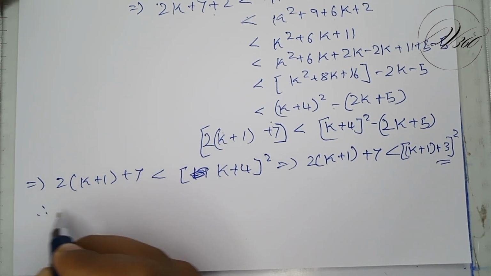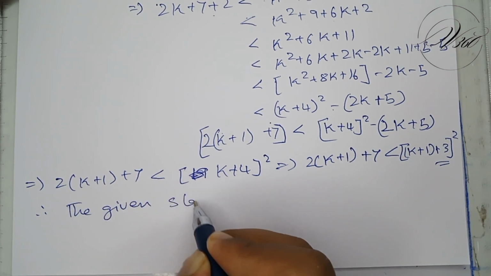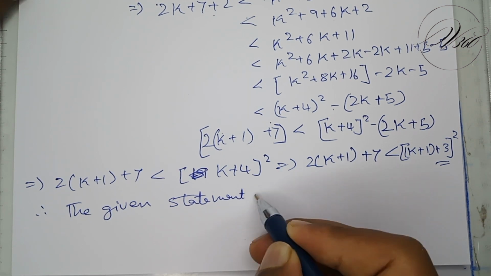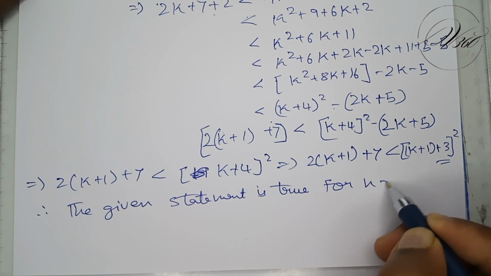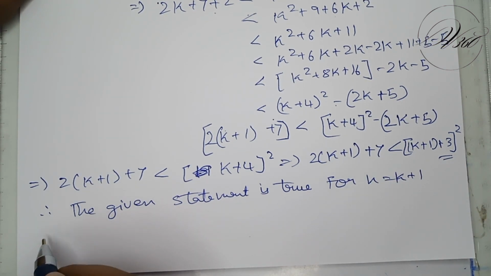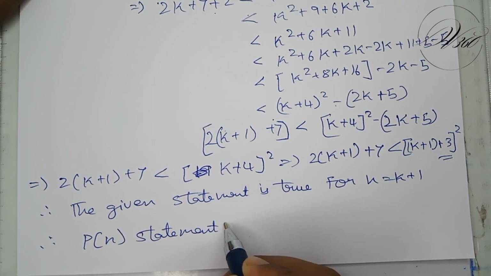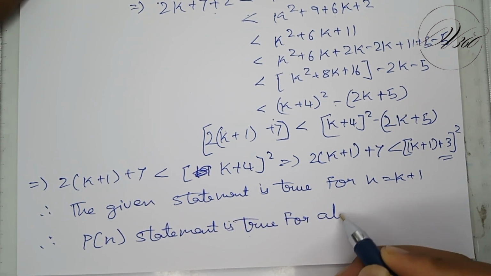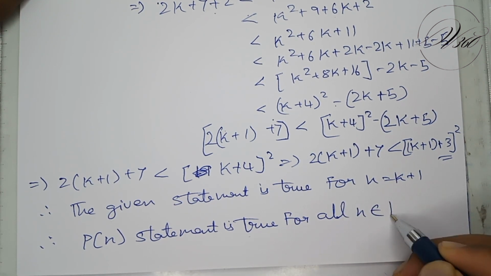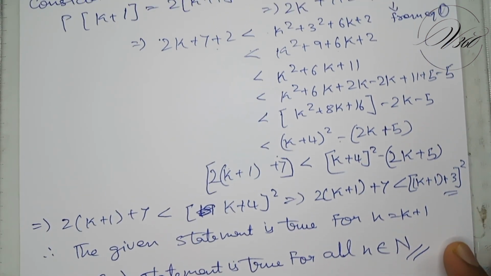Therefore, the given statement is true for n is equal to k plus 1, and therefore the statement P of n is true for all n belongs to capital N, that is natural numbers. This is the end of the 9th question.